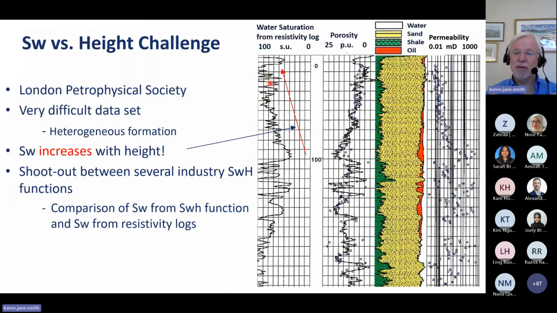So there was a shootout between different functions, the Leverett J function, the Skelt-Harrison function, and many others. And the BVW function was also put into this competition. And the check was to see what could give the best match between this SW, which comes from the resistivity log, and the function. Now, the function then will be applied throughout the complete field based on this well.